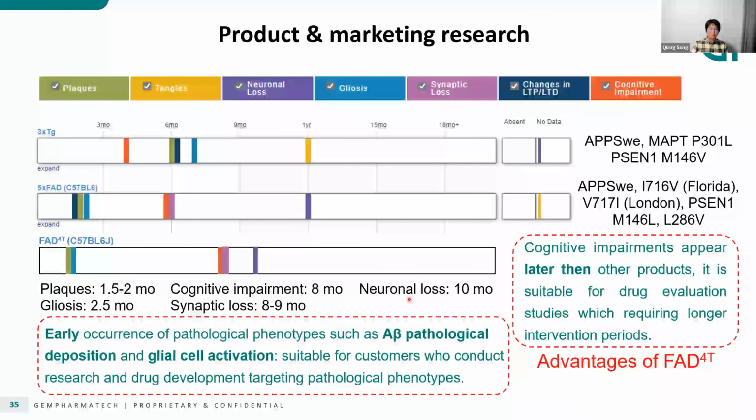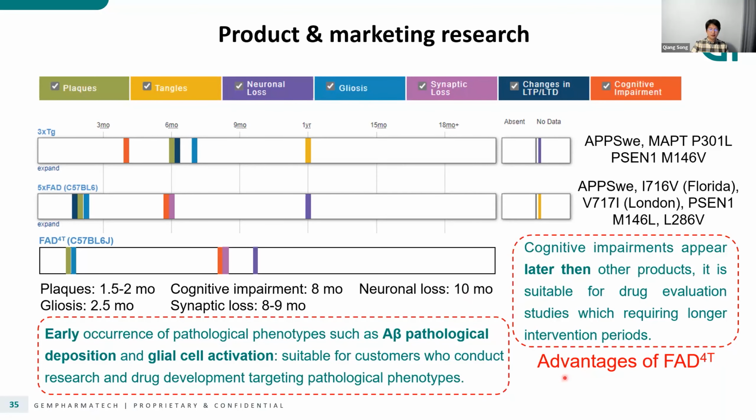And here is a summary of our FAD40 mice. We detect the A-beta plaque at around 2 months old, and gliosis is also detected at about 2.5 months old. We detect cognitive impairment at almost 8 months old, and synaptic and neuronal loss can also be detected in the FAD40 mice at almost 10 months old.